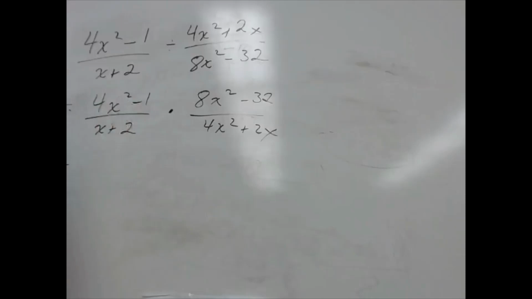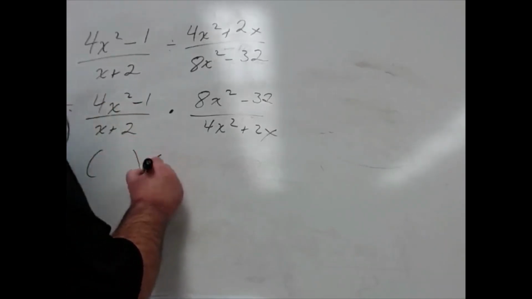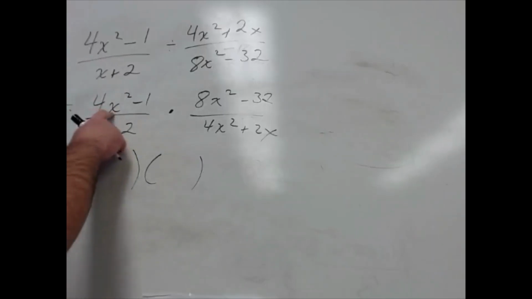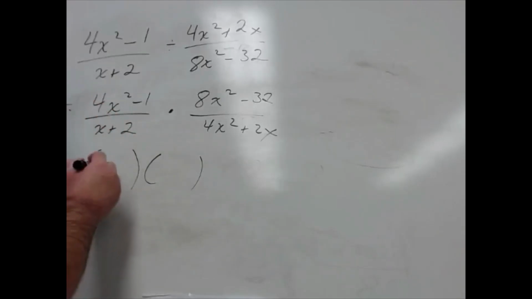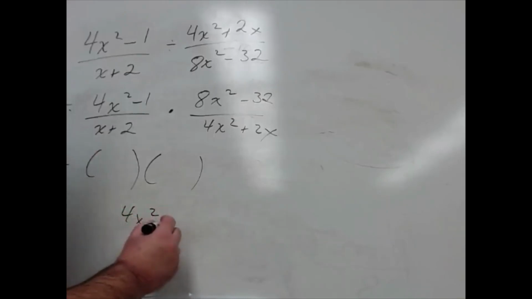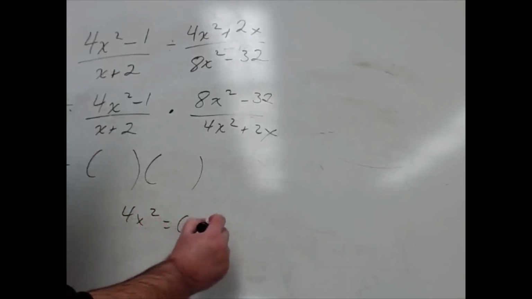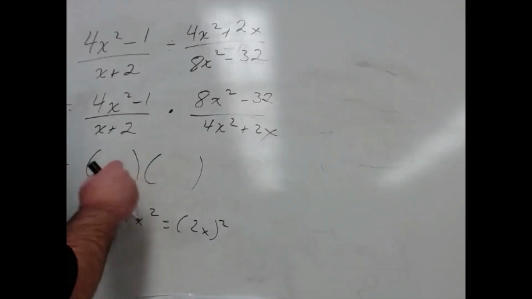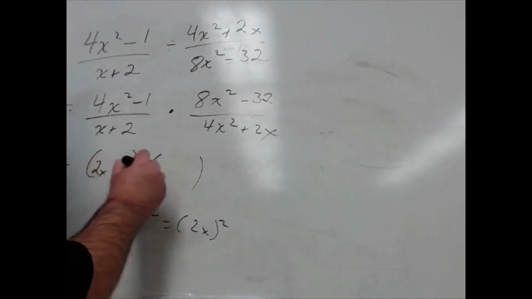So to factor a difference of squares, I draw my two brackets. What gets squared to give me 4x squared? Well, 2 gets squared to give me 4, and x gets squared to give me x squared. So I can say that 4x squared is really 2x being squared, right? So in the left-hand position of these brackets, I'm going to write 2x.